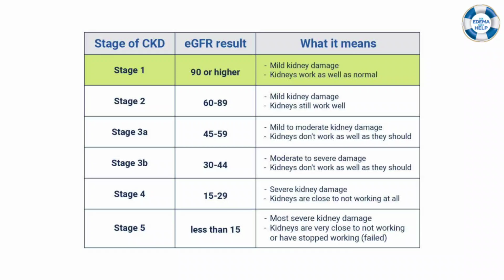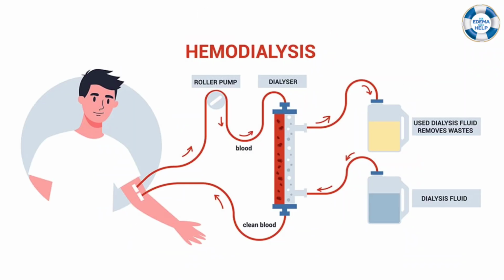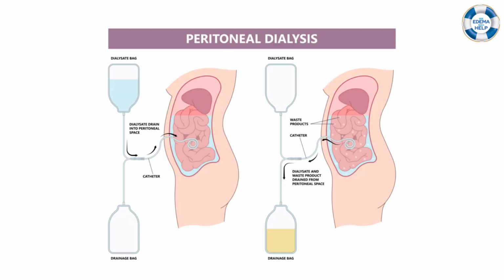In chronic kidney disease stage 4, the kidney function is now severely compromised and the GFR is only between 15 to 29 ml per minute. And in stage 5, the kidney function is just negligible with a GFR of less than 15, and shortly this patient is going to require a kidney transplant or hemodialysis or peritoneal dialysis, which is also known as renal replacement therapy.